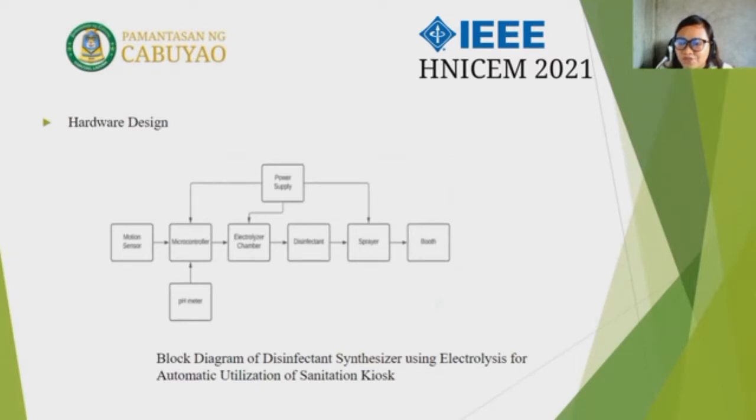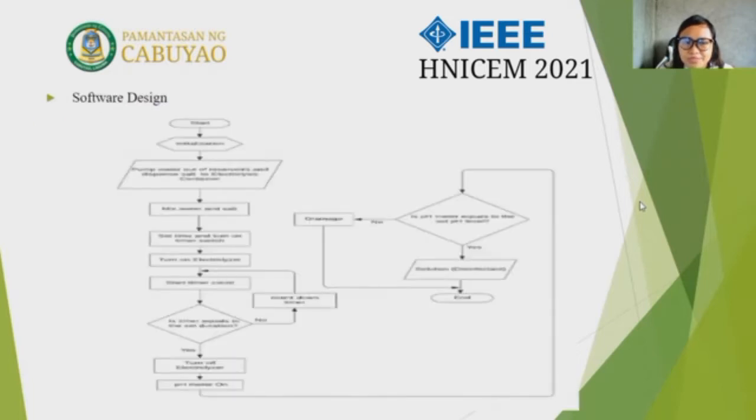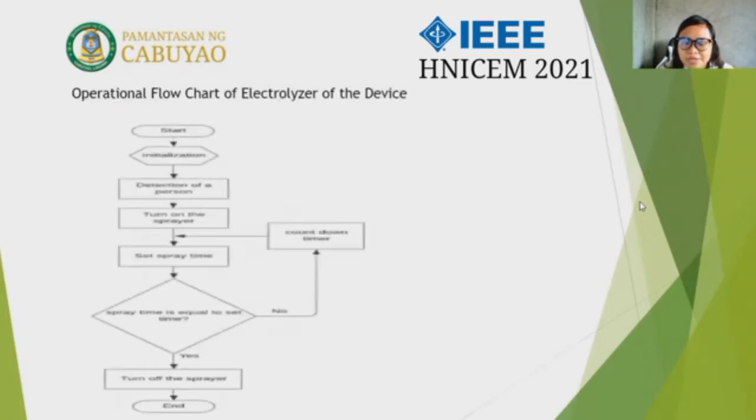The next destination of the disinfectant is the sprayer, where the sprayer is automatically turned on when the sensor detects motion. These chambers are controlled by the Arduino controller. The Arduino controller is the main controller of the device, which utilizes its mode to accurately control the whole process. And here is the software design for the electrolyzer and for the sanitation booth.